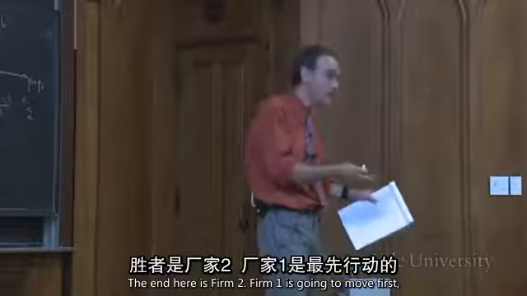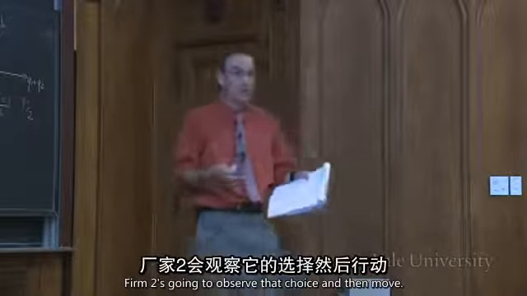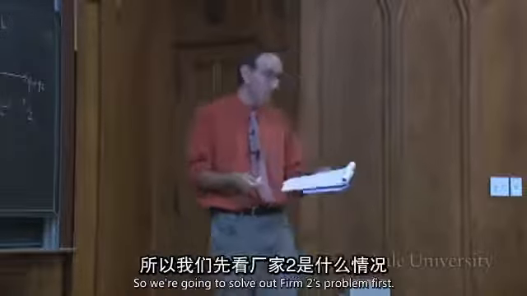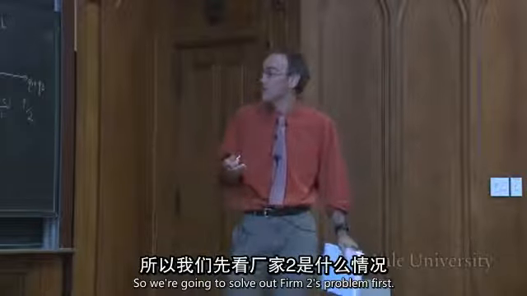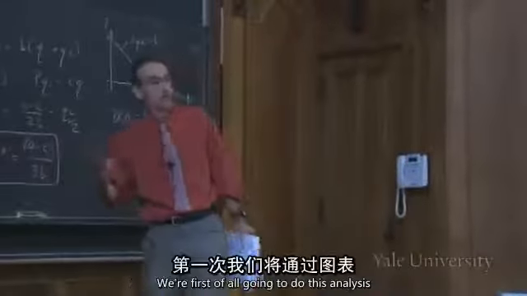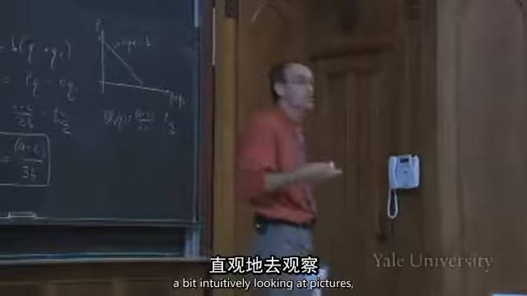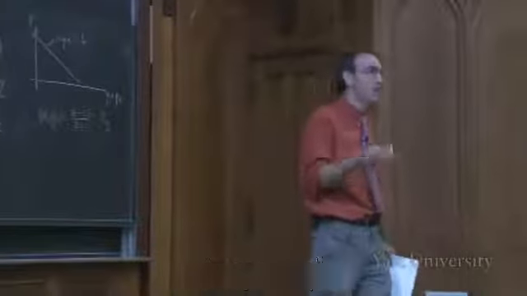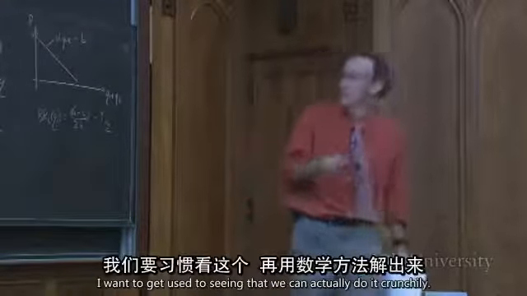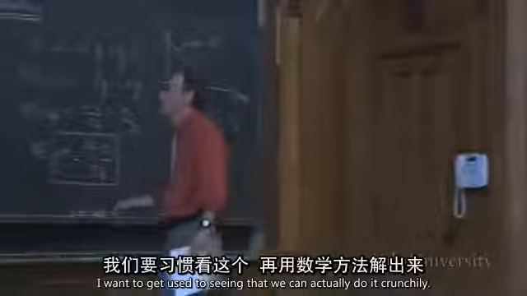Firm 1 is going to move first, firm 2 is going to observe that choice and then move. So the end of the game is firm 2. So we're going to solve out firm 2's problem first. And we're actually going to do this entire analysis twice. We're first of all going to do this analysis a bit intuitively, looking at pictures, and then I want to go back and crunch it out in the math. I want to get used to seeing that we can actually do it crunchily.